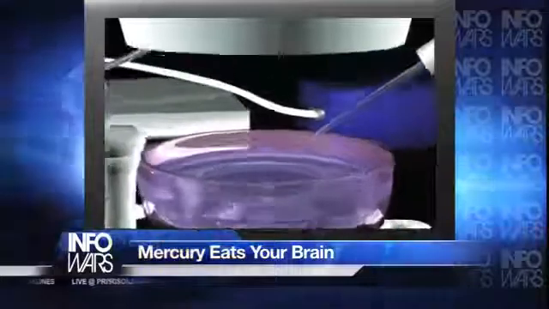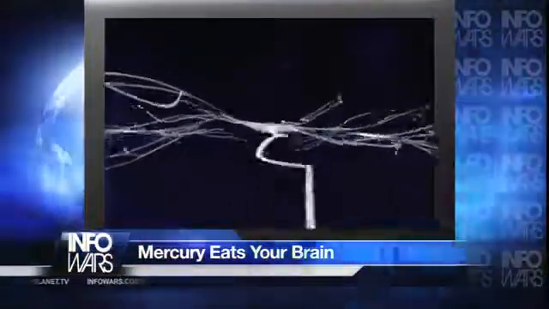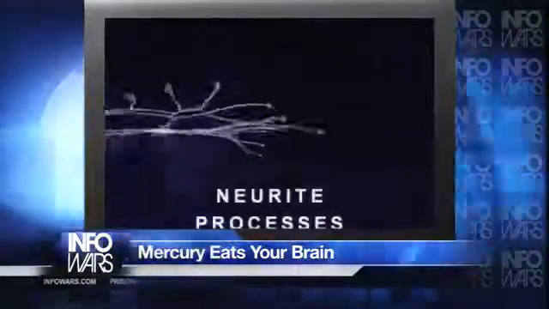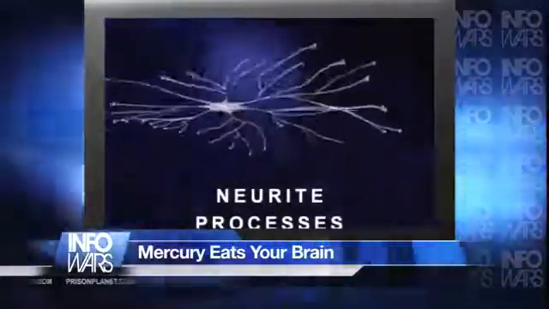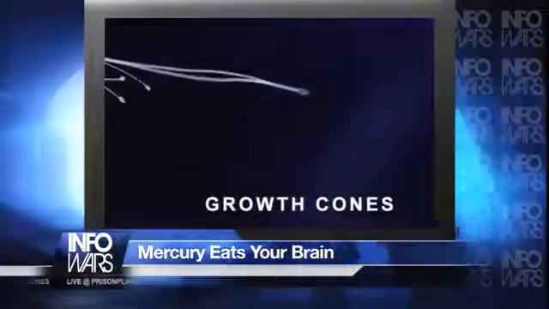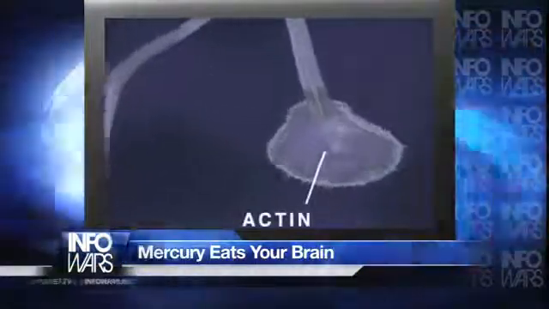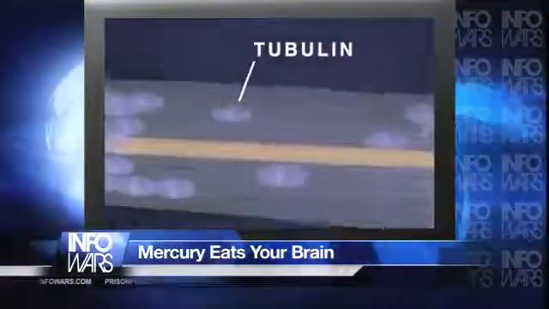To better understand mercury's effect on the brain, let us first illustrate what brain neurons look like and how they grow. In this animation, we see 3 brain neurons growing in a tissue culture, each with a central cell body and numerous neurite processes. At the end of each neurite is a growth cone where structural proteins are assembled to form the cell membrane. 2 principal proteins involved in growth cone function are actin, which is responsible for the pulsating motion seen here, and tubulin, a major structural component of the neurite membrane.